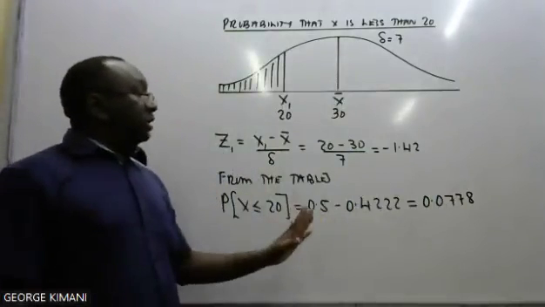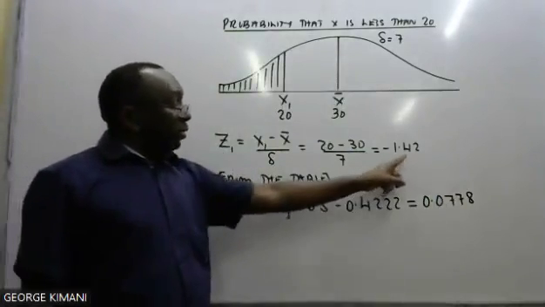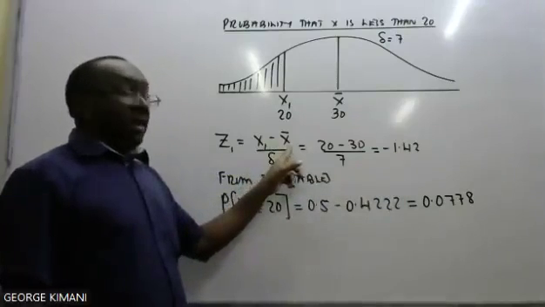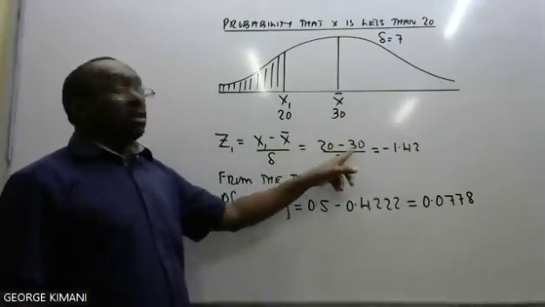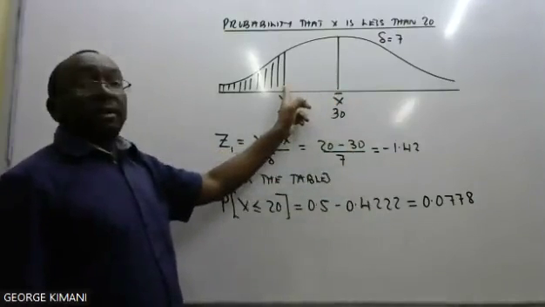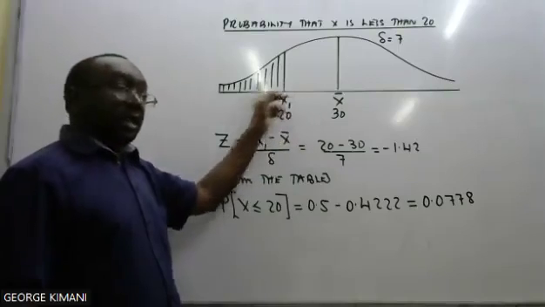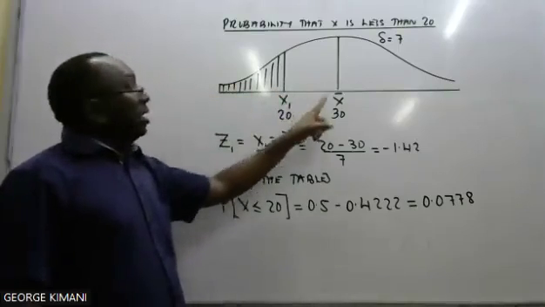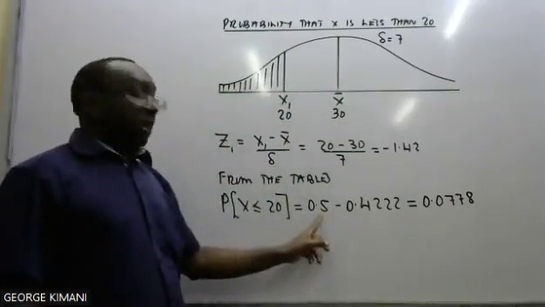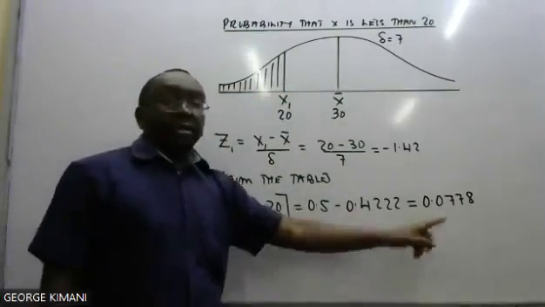Now, look here. We have said when you go to the tables, this helps you get the probability of X1 to X bar, 20 to 30. So what we have read is the probability from here to here. But that is not what we want. We want the one down there. But you know from here to down there is 0.5. So you remove what you don't want, and you remain with what you want.